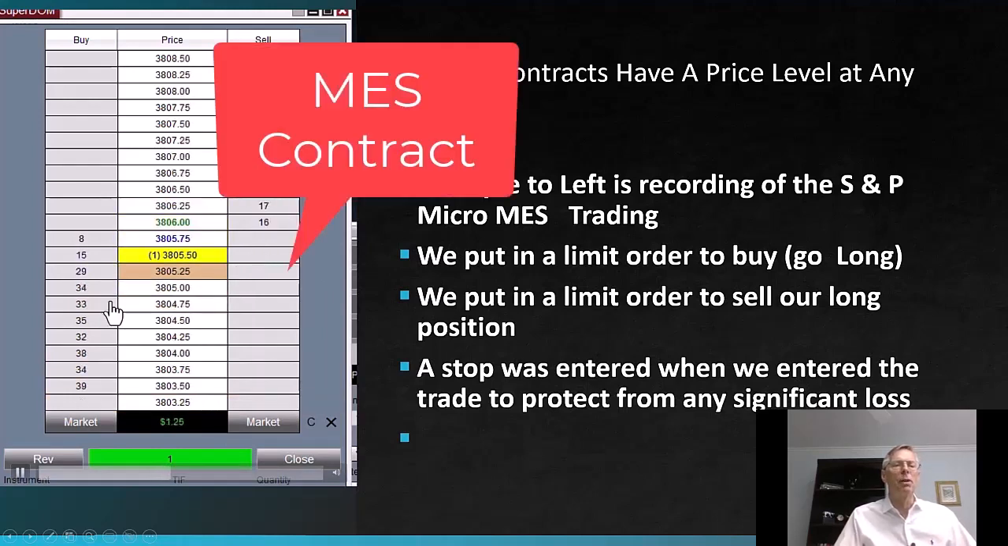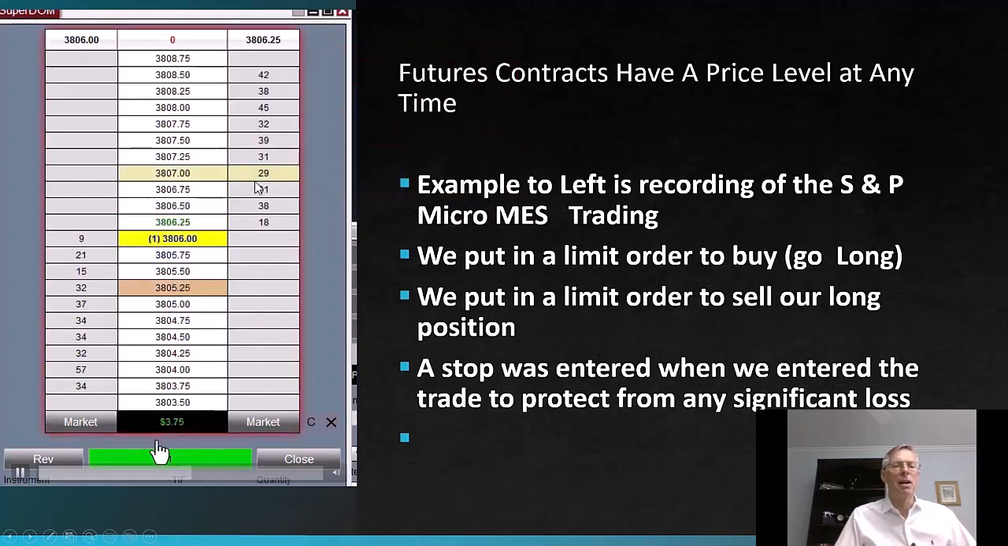And in this example, we bought at 3805.25, and down on the bottom of the screen you can see our current profit and loss on this particular trade. And there's also a red line that you may have seen earlier. That's the stop loss. That's to protect you from any significant losses on the trade. The blue line on the upper right is the limit order to sell, which means if we get out at that price, we will profit.